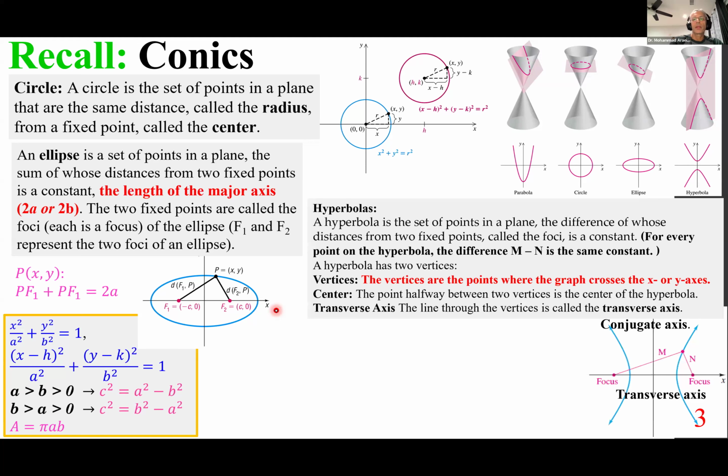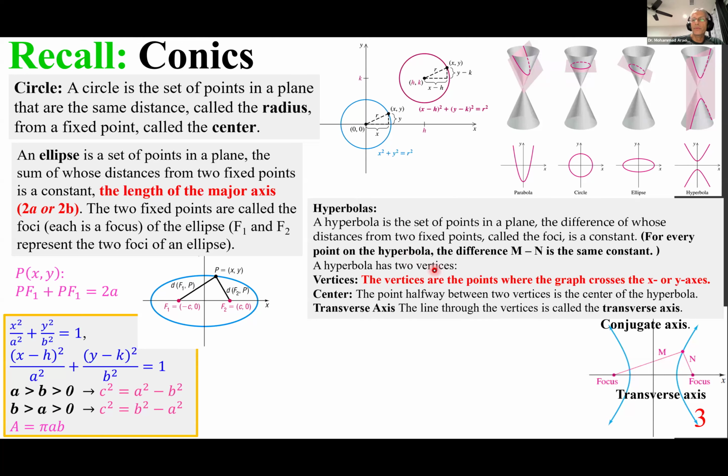What is a hyperbola? A hyperbola is the set of points in a plane, the difference of whose distances from two fixed points, called the foci, is a constant for every point on the hyperbola, the difference m minus n. So you pick a point and connect it to the two foci. The difference is fixed for every point on the hyperbola. The difference m minus n is the same constant.